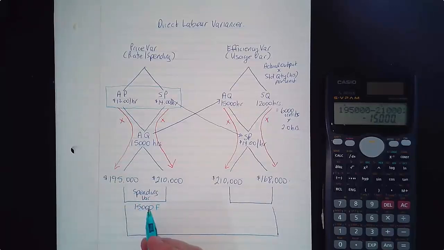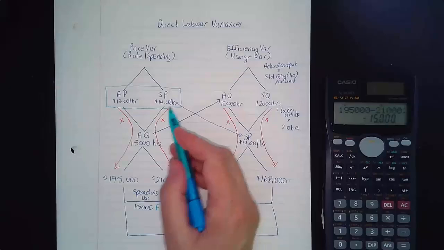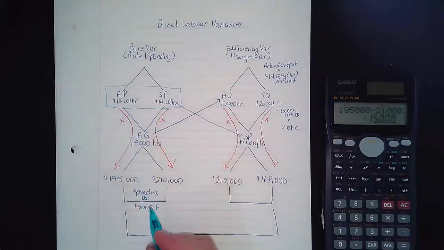So the spending variance, also called the price variance or the rate variance, makes absolutely no difference what you call it. It's still going to be calculated the exact same way. It's still going to mean the same thing. We spent less money than we thought we would have. Our standard said $14, our actual said $13. Pat ourselves on the back, we saved money for the company.